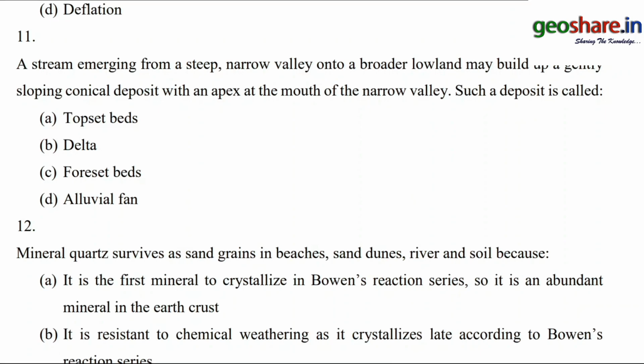A stream emerging from a steep narrow valley onto a broad lowland may build a gently sloping conical deposit with an apex at the mouth of the narrow valley. Such a deposit is called an alluvial fan.